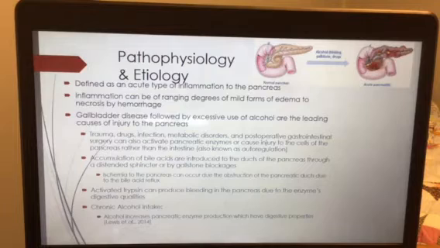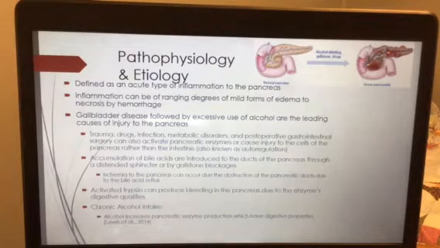Some pathophysiology and etiology. So acute pancreatitis is defined as an acute type of inflammation to the pancreas. The inflammation can range from various forms. It could be a more mild form of edema to necrosis by hemorrhage. So when the pancreas isn't getting enough blood flow, it's lacking that oxygen and the nutrients it needs to thrive, which causes cellular death to the pancreas.